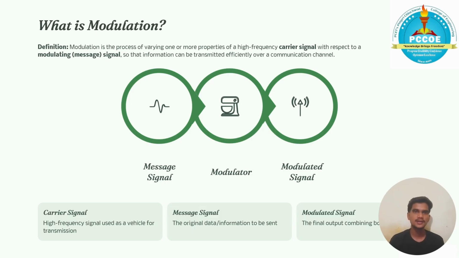In simple words, imagine you want to send a letter. You cannot just throw the letter into the air and expect it to reach someone. You need a vehicle like a postal van to carry it. In data communication, modulation works the same way. The message signal is your letter, and the carrier signal is the postal van. Modulation is the process of putting your message onto the carrier so it can travel long distances. The result is called modulated signal.